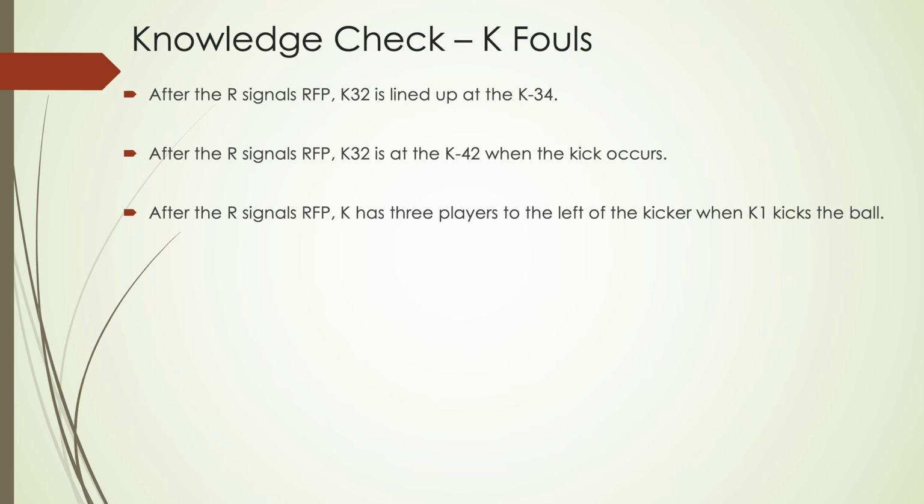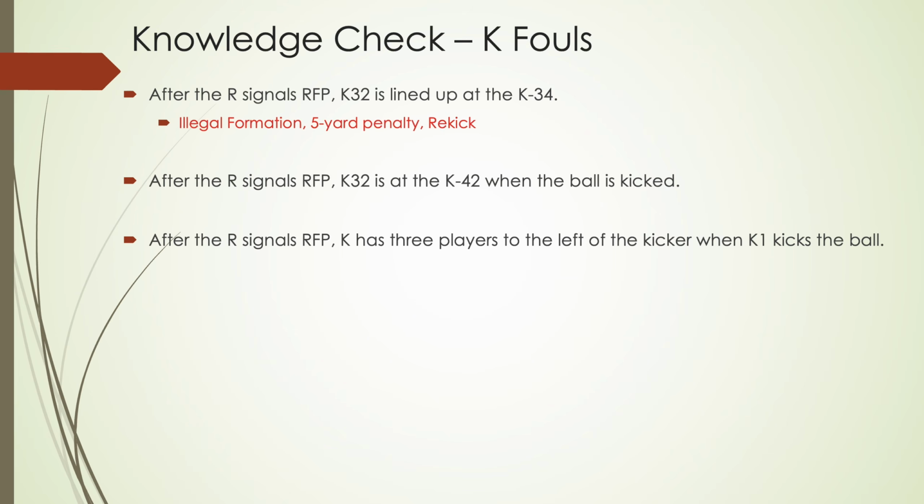Now we're going to talk about fouls by Team K, or the kicking team. So after the referee signals the ready for play, K32 is lined up at the K34. So this is a good 6 yards behind K's restraining line. This is an illegal formation and a 5-yard penalty, and they'll re-kick the ball.